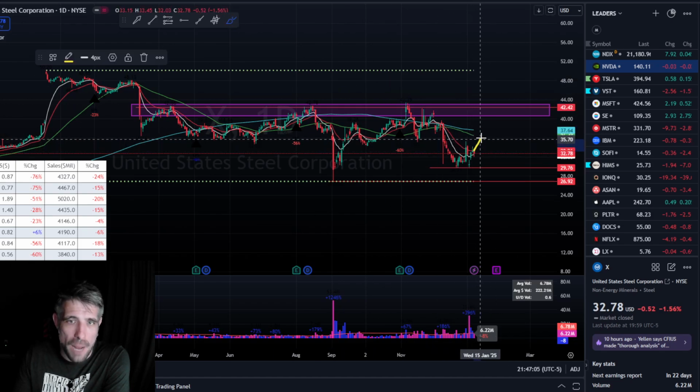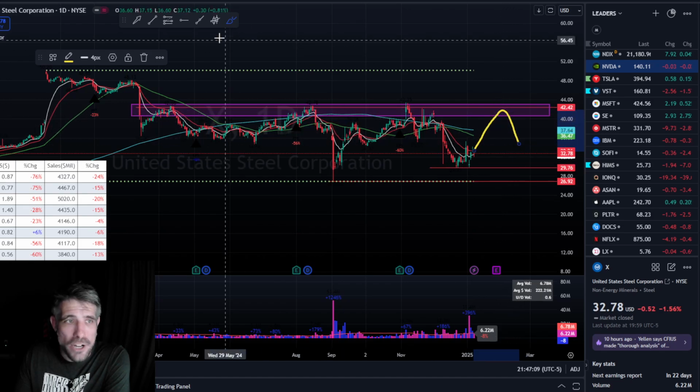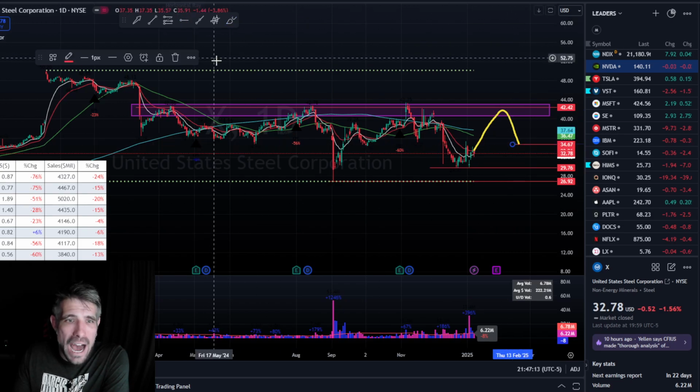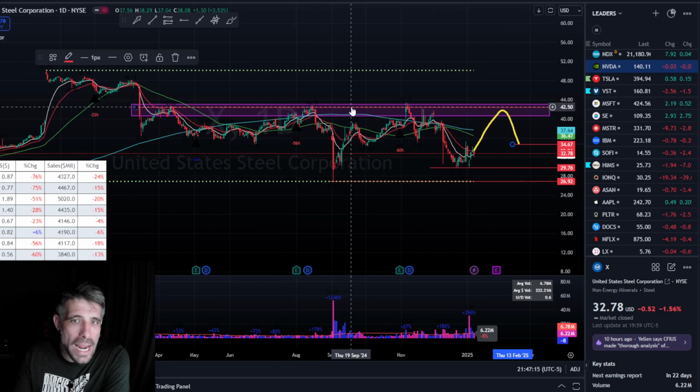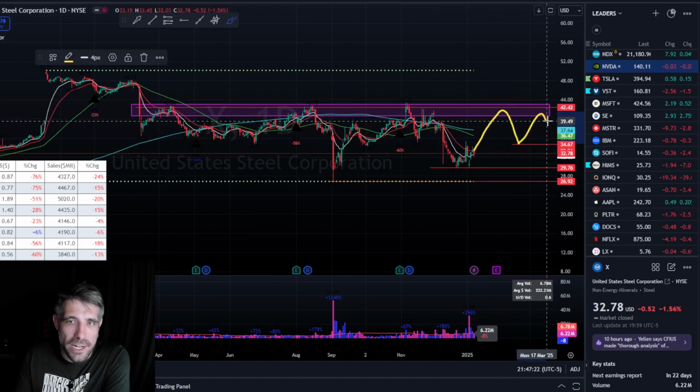I would want to see it come back up, hit this area again, come back down, and create a new higher low here. That's 3 new higher lows. And now I am watching this stock for a base breakout at 43. Now it comes back up. It gets tighter and tighter here.